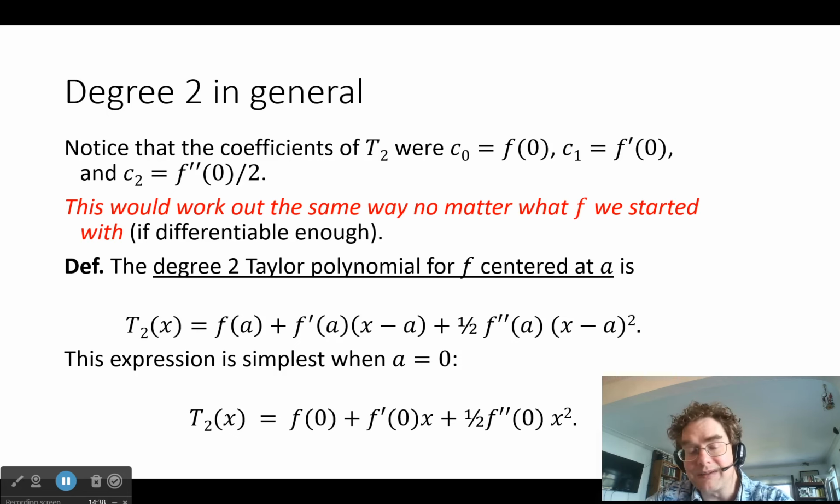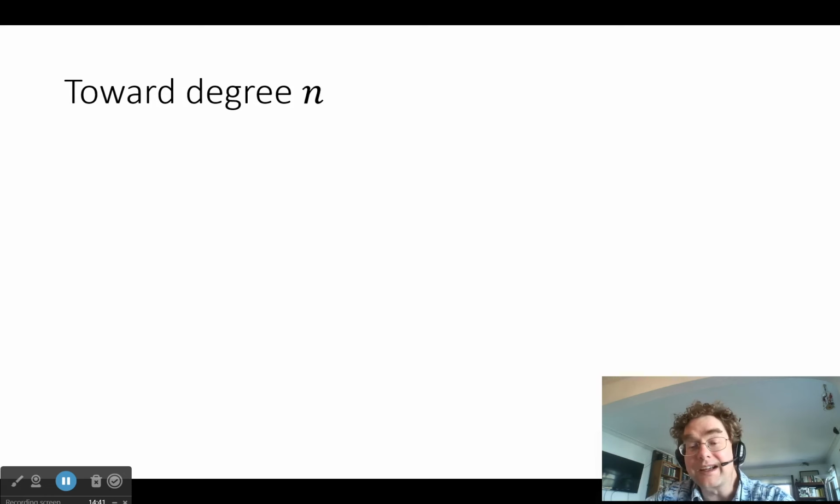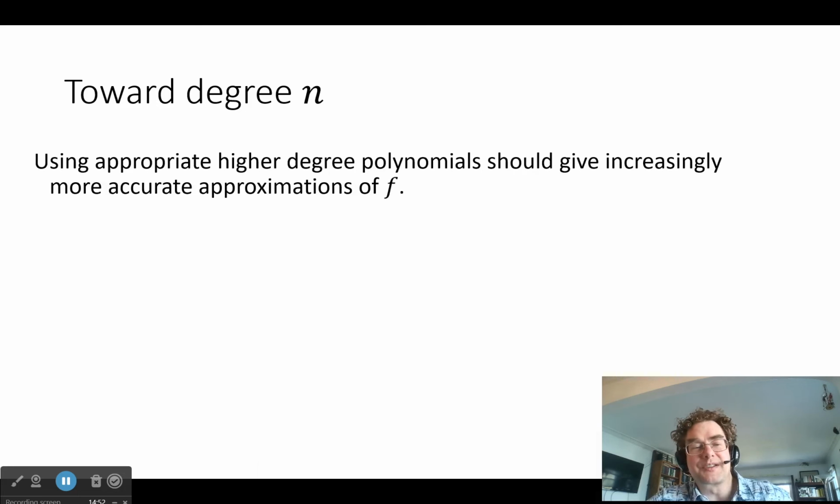Okay, so where is this headed? Where will we take this in class? Well, we'd like to generalize beyond just a general function. We'd like to do general degree as well and get a formula for a degree n polynomial that approximates our function as well as possible. Using higher degree polynomials, it seems reasonable to expect that they should give us increasingly more accurate approximations of our function f. Again, we've got to not set our expectations too high, but near the center they ought to be better and better approximations.